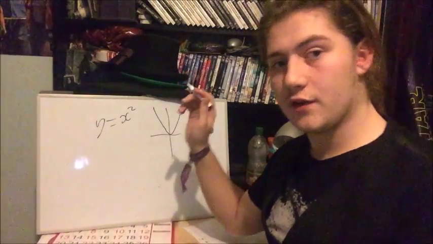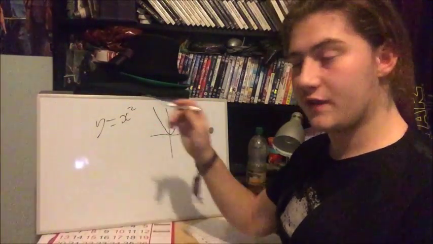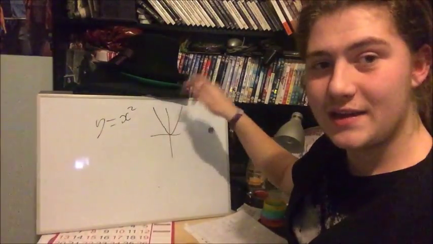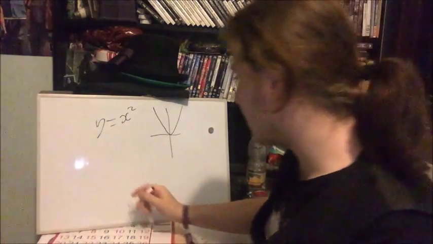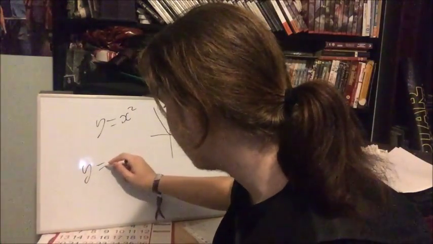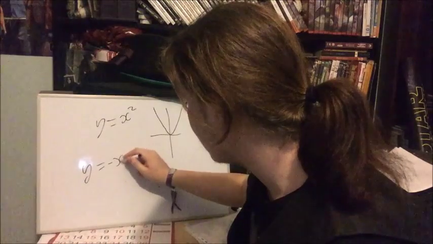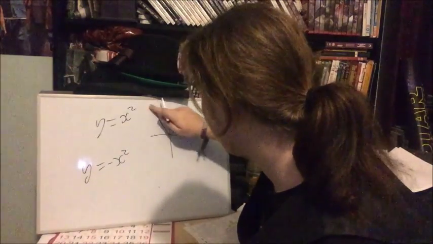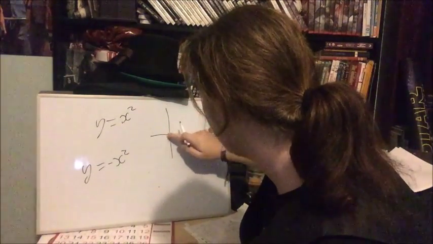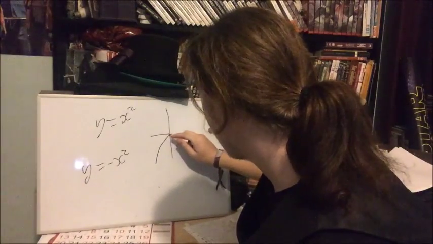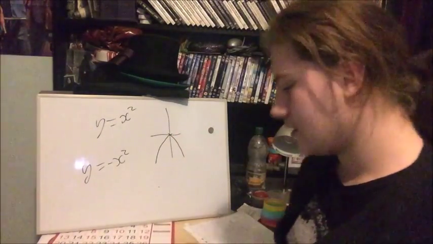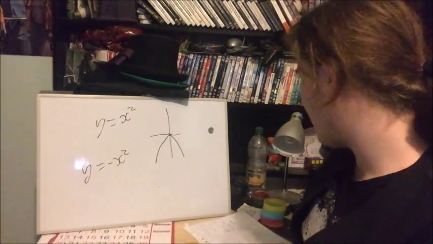See, if it's a positive x squared, it will be a happy smiley face. But if your x's are feeling quite negative, having a bad day, if it's a negative x squared, then your graph won't look like that at all. It will be a sad face, or sad graph.